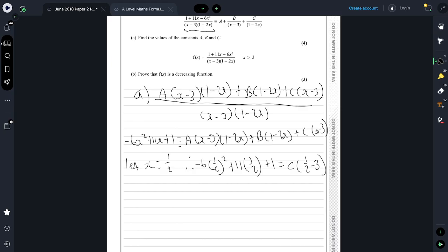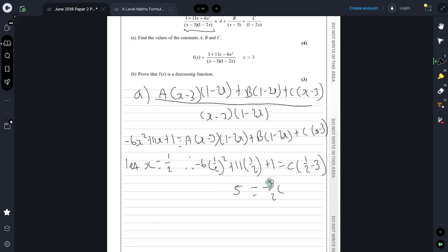Let's simplify that. Put that into the calculator: minus 6 of a half squared plus 11 of a half plus 1. That gives you 5, a fairly nice number. So 5 is equal to a half minus 3, which is minus 5 over 2, times c.